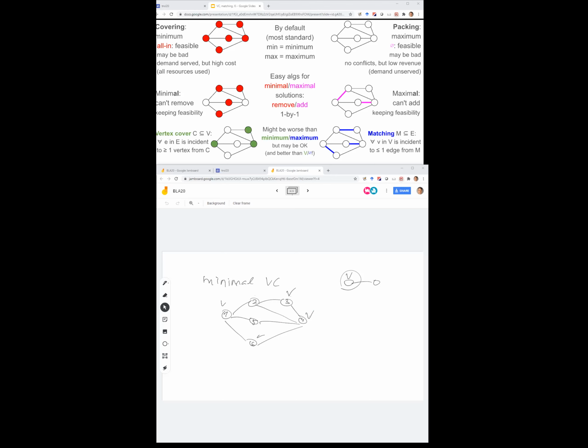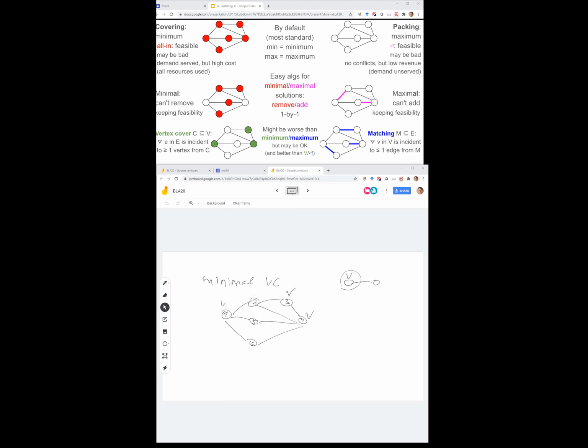Can we remove vertex 6 from the vertex cover? Yes. Both edges incident to vertex 6, this one and this one, are still covered from their other ends. So yeah, removing vertex 6 was fine.